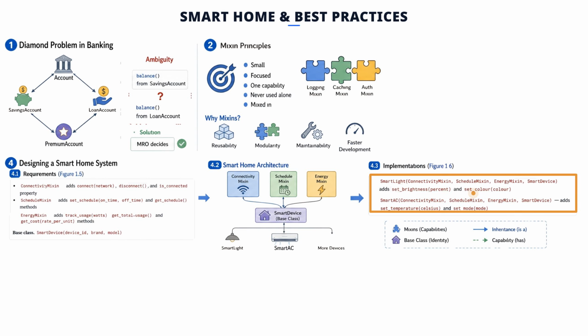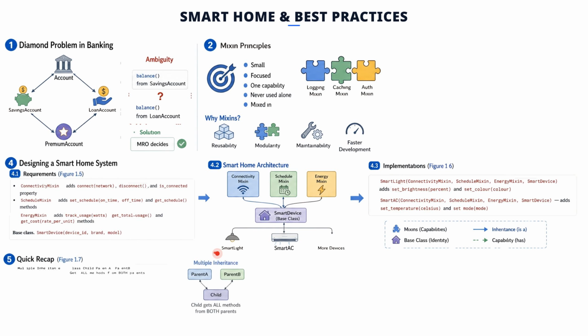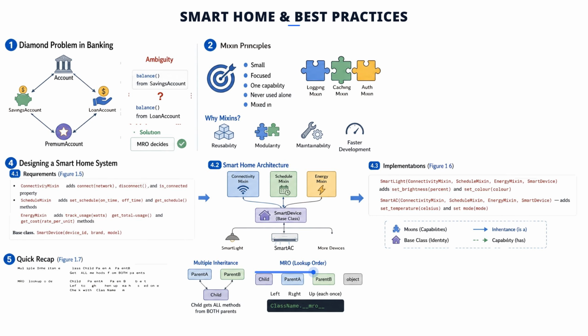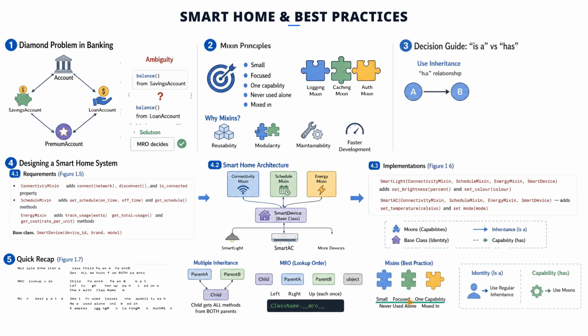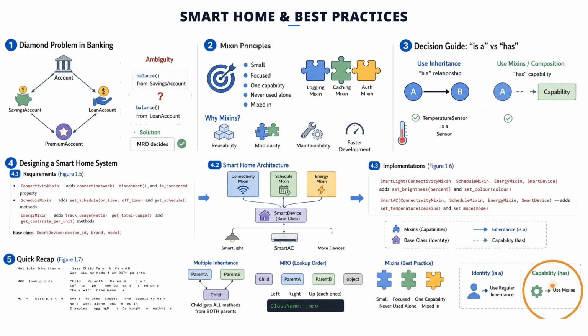To wrap everything up, let's look at the quick recap. We know that multiple inheritance gives a child all the methods from its parents. When conflicts inevitably happen, Python safely resolves them using the method resolution order, checking left to right, then up the tree. But to avoid confusion entirely, the professional best practice is to rely on small, focused mixins that are never used on their own. The golden rule for your software architecture is this. Use regular inheritance when your object fundamentally is a specific type, like a sensor, but use mixins when your object simply has a certain capability, like logging. You are now equipped to build complex, modular, and maintainable systems using Python's inheritance rules.